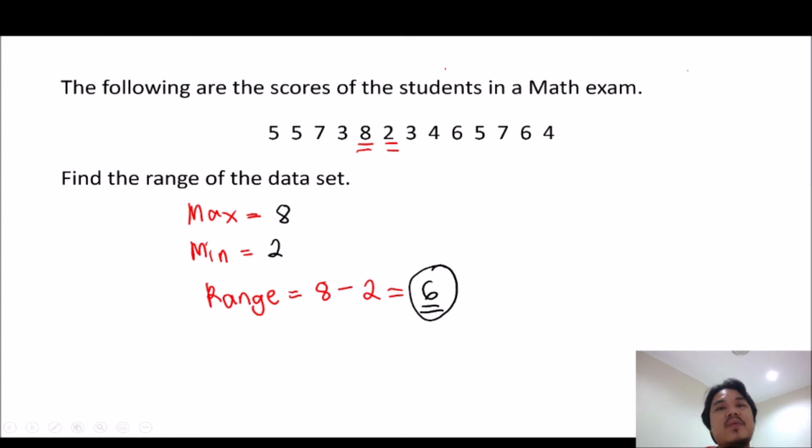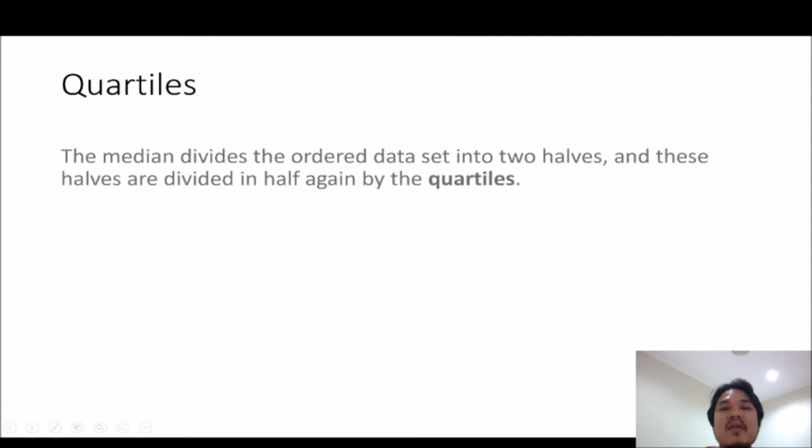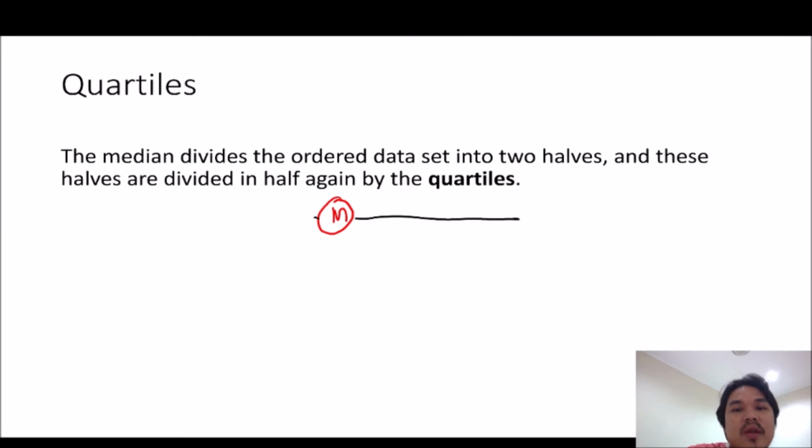Let's proceed with the second measure, which is the interquartile range. But before we proceed with some examples on how to find the interquartile range, we will recall the quartiles. Remember, the median divides the data into two equal parts. Let's say this is our median. It divides your data set into two equal parts. The scores above the median, we call the upper half, and the scores below the median, we call the lower half.